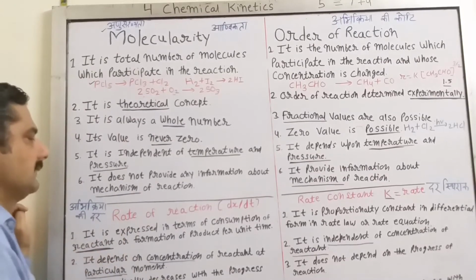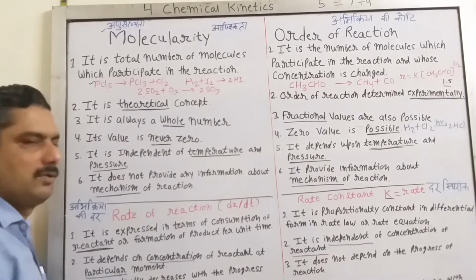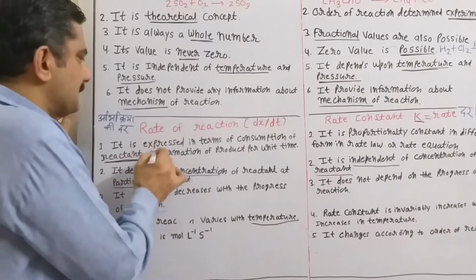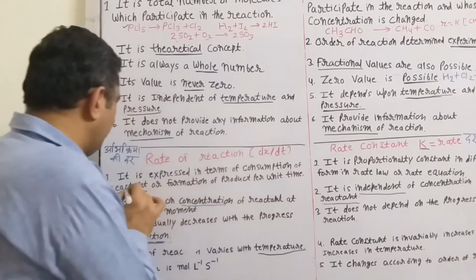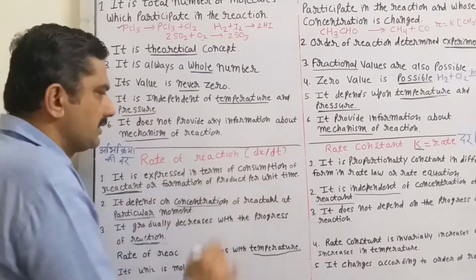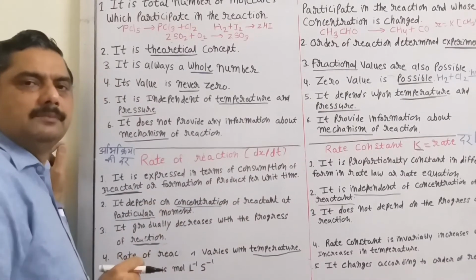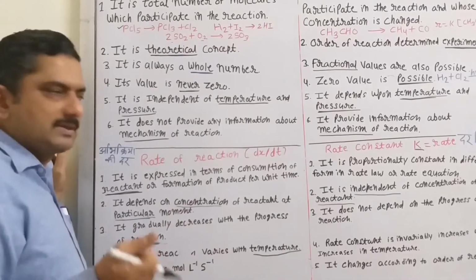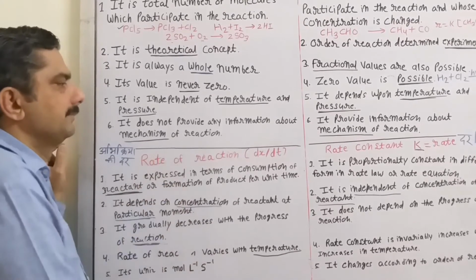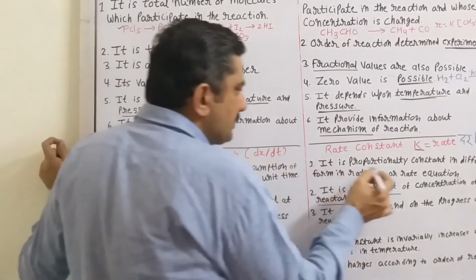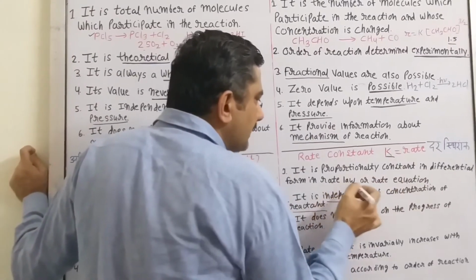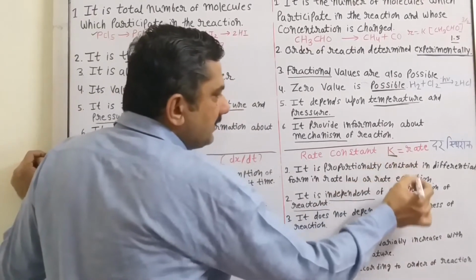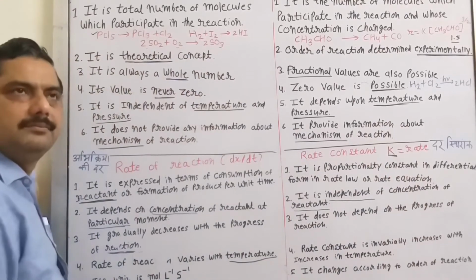Next question, differentiate rate of reaction and rate constant. At first, rate of reaction is expressed in terms of consumption of reactants or formation of product per unit time. In unit time, how much reactant is consumed and how much product is formed is called the rate of reaction. Rate constant is the proportionality constant in the rate law equation. K is equal to rate.